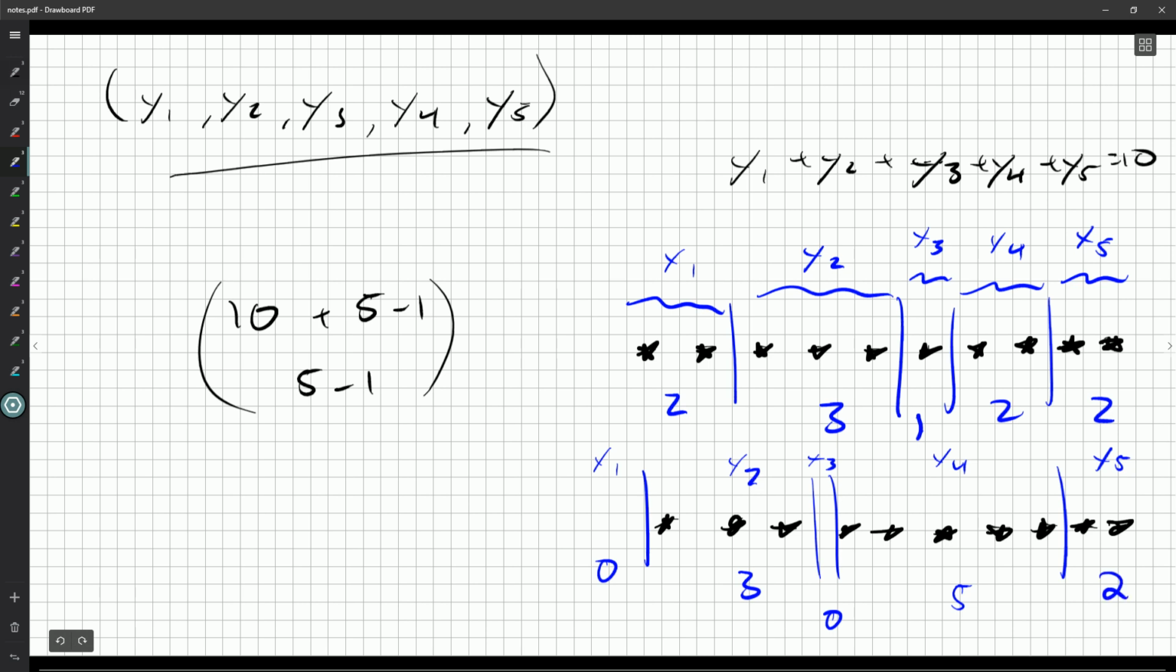Well, how many symbols have I got? I've got 10 star symbols, and then I've got 5 minus 1 dividing lines. So in total, I have 14 symbols. I need to choose 5 minus 1 of them to be dividing lines. The rest get filled in with the stars, and each one tells me a unique way to get a sum that adds up to 10. So 14 choose 4. That's just another way to see it. But they're asking for a final answer here, so 14 choose 4.